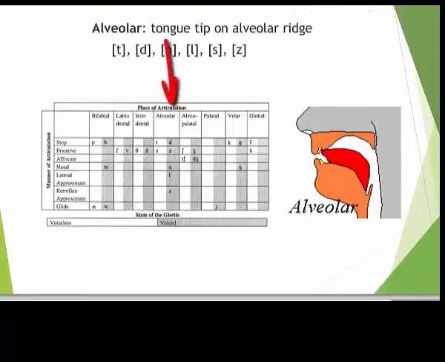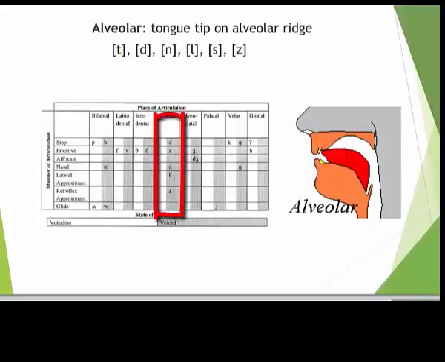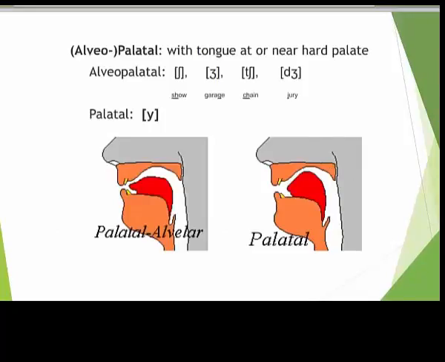Alveolar sounds involve the tip of the tongue being on the alveolar ridge, or that bony ridge right behind your teeth, as you can see here. So there's a lot of these sounds, like t, d, n, l, s, and z. Right? So the s and z sounds don't quite hit the alveolar ridge, but they come close. And then there's sort of intermediate sounds like alveopalatal, where the tongue is at or near the hard palate.